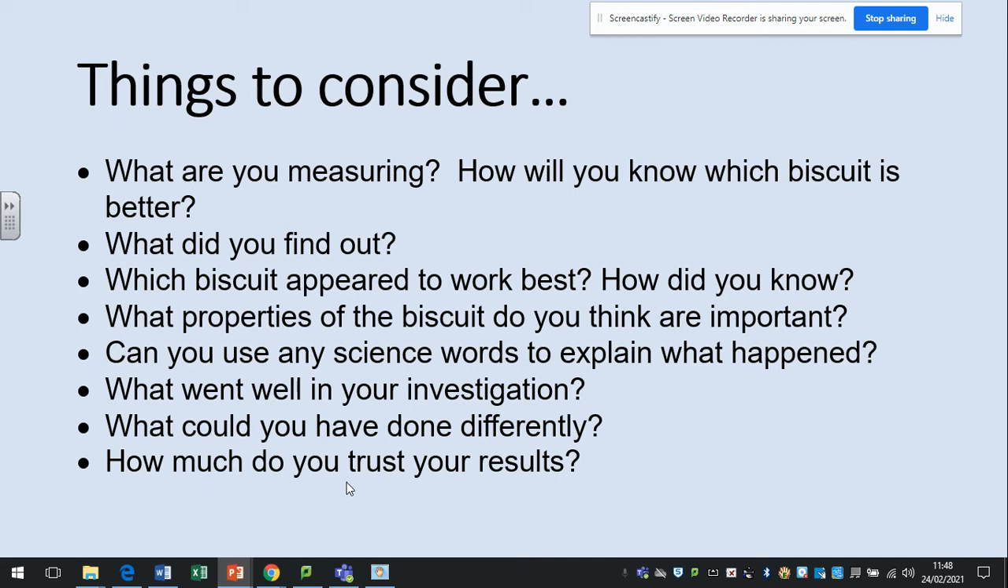So things like dissolve. What went well in your investigation? So which part of it went well? It might be simply that you actually enjoyed having a go at doing it, okay? But thinking of the science behind it, well, what worked? And maybe have a think about, well, what could I have done differently if it didn't work so well? And how much do you trust your results? Were your results accurate? Or did you eat all your biscuits before you started dunking?